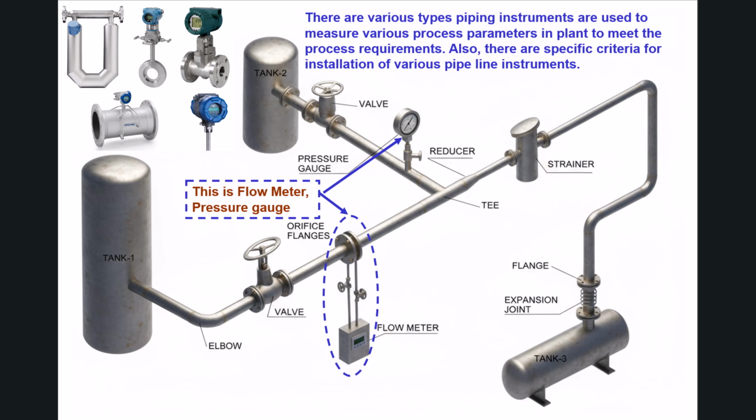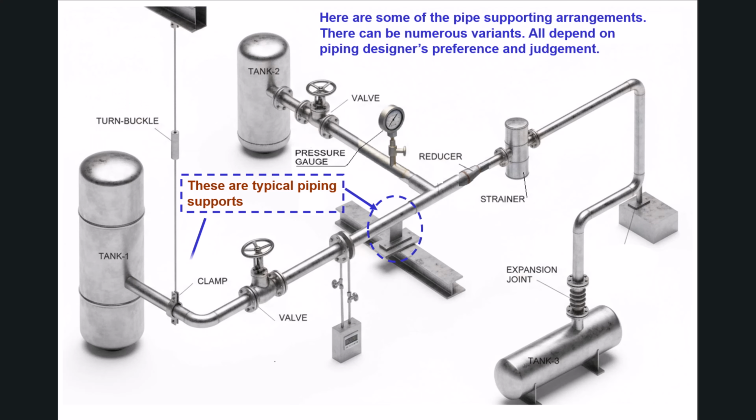There are various types of piping instruments used to measure various process parameters in a plant to meet the process requirements. Also, there are specific criteria for installation of various pipeline instruments. Next, we shall look at how to support the pipe and its components.